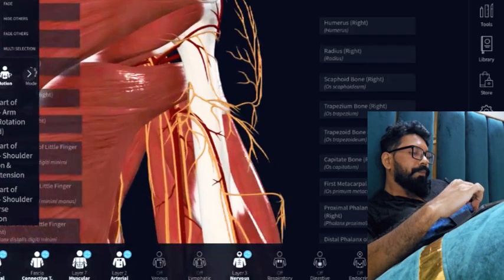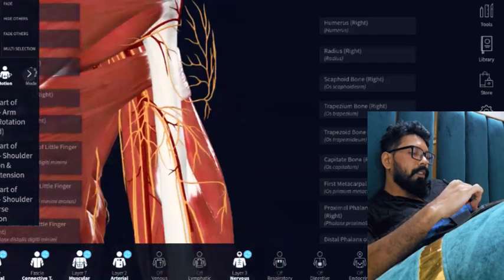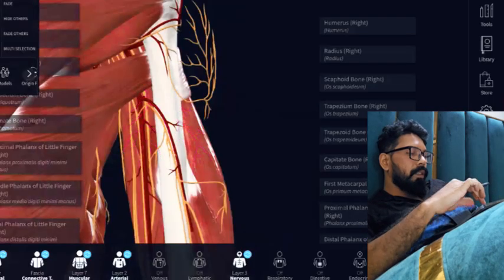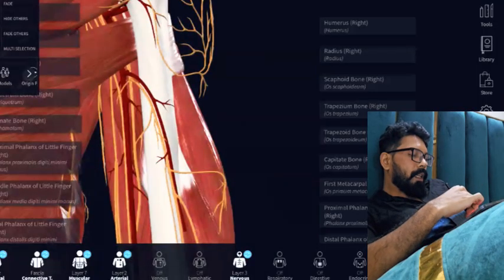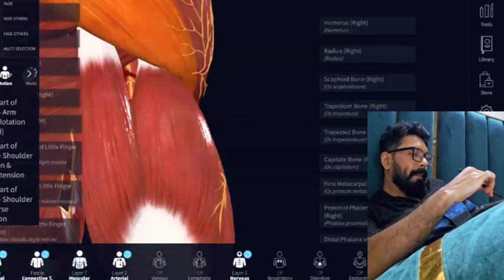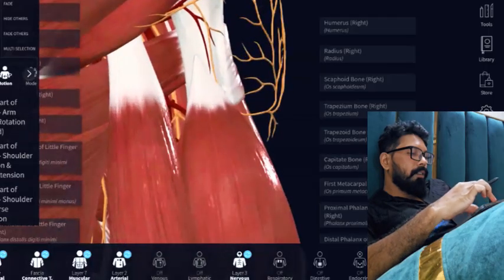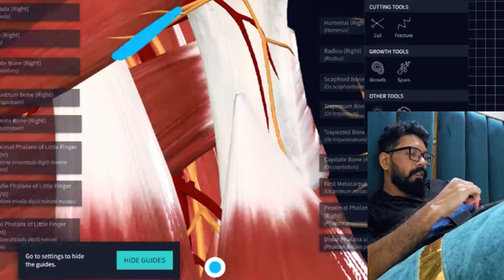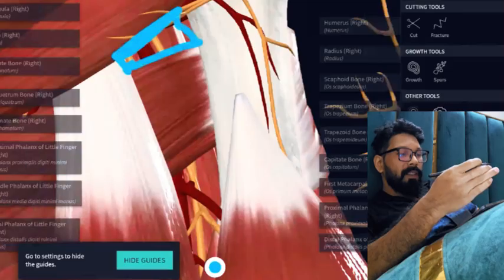Oh, I have removed the triceps. First I will show you the course of the radial nerve. The radial nerve will come out through the triangular interval, and here we have our quadrangular space. Let me add the muscle. You can see that this is our quadrangular space, with four sides: one, two, three, four.